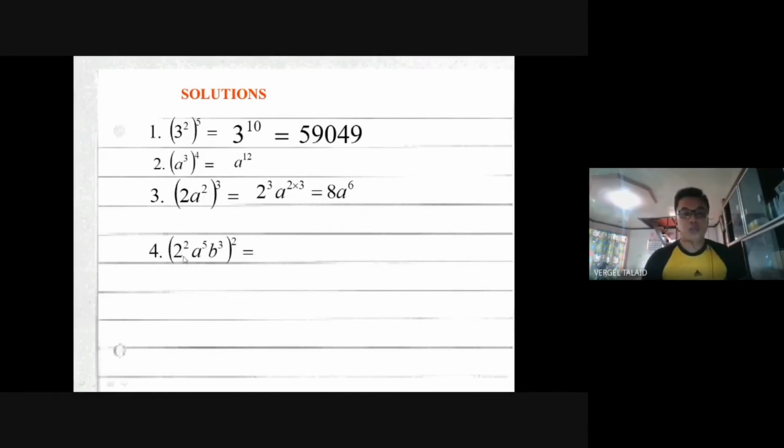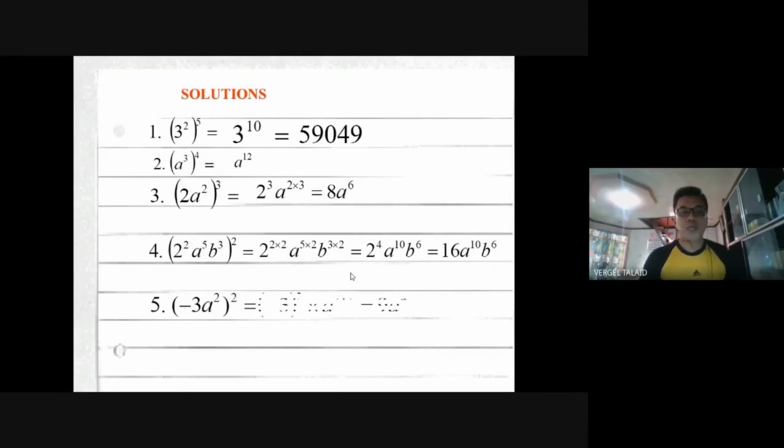How about this example? It is understood that we have an exponent of 2 now, unlike on number 2, where we have only 1. So 1 times 3 is 3. So multiply, that is 2 to the power of 4. 5 times 2 is 10. 3 times 2 is 6. Then 2 to the power of 4 can be simplified also because it is a constant. So we have a to the power of 10 and b to the power of 6. But 2 to the power of 4 is equal to 16, which is 2 times 2 times 2 times 2.